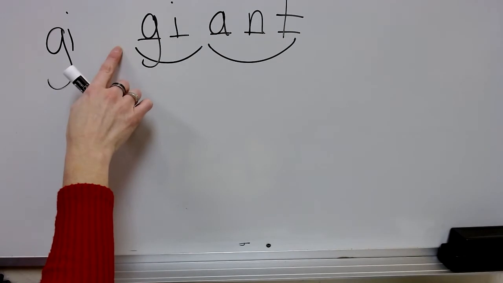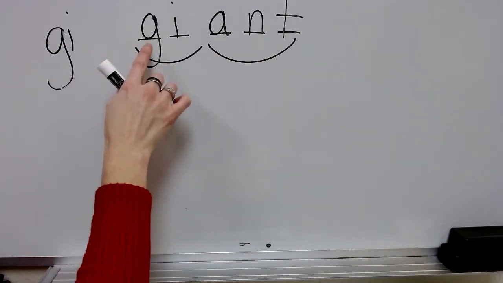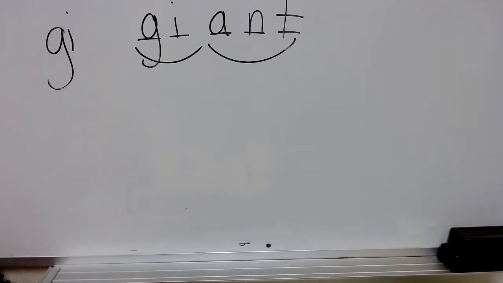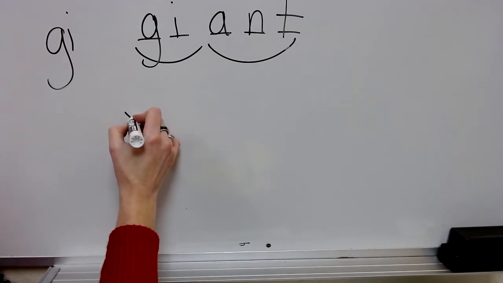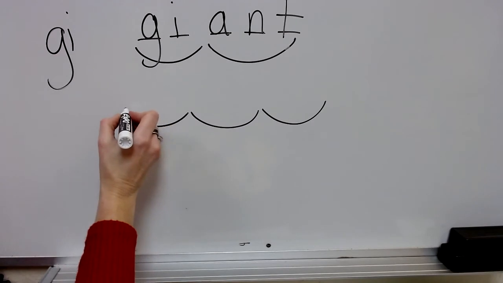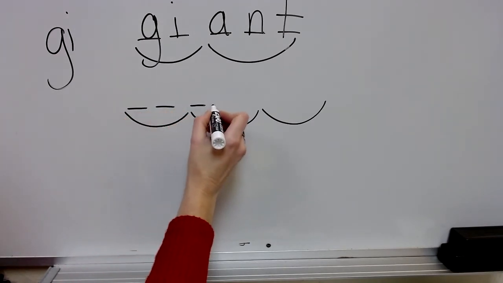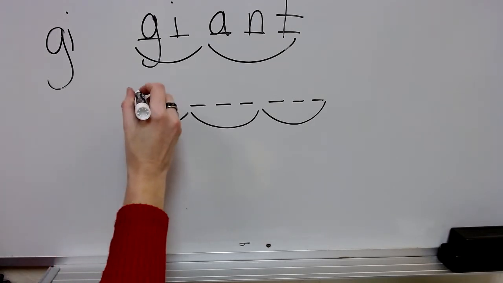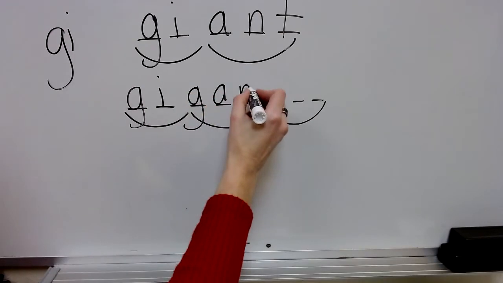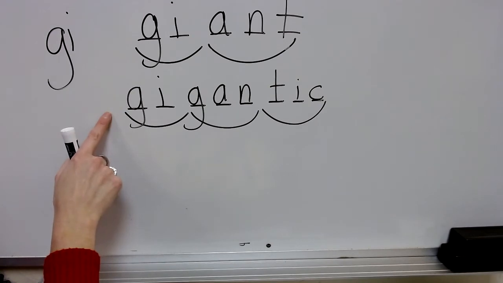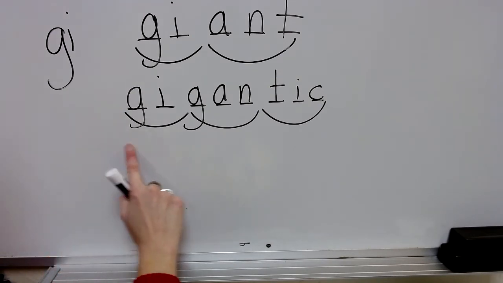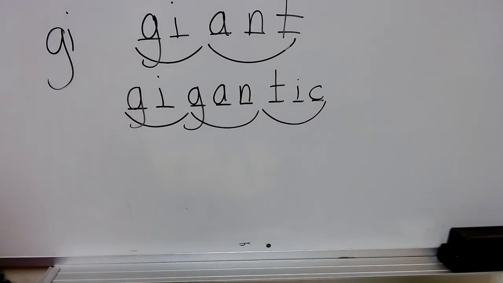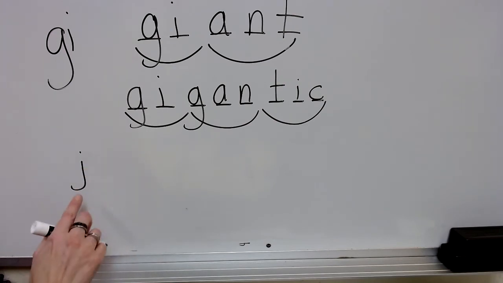Check it. Correct it. What word? Spell giant. Word? Yes, giant. The next word is gigantic. What word? Syllables for gigantic. Gigantic. So let's stretch those syllables. Gigantic. Check it. Correct it. What word? Spell gigantic. Word? Yes, gigantic. Now we're going to be spelling words with the j sound spelled with a j.